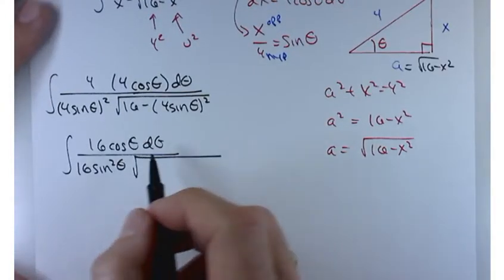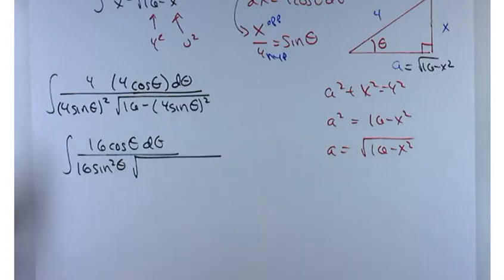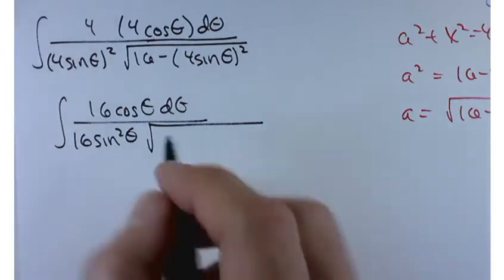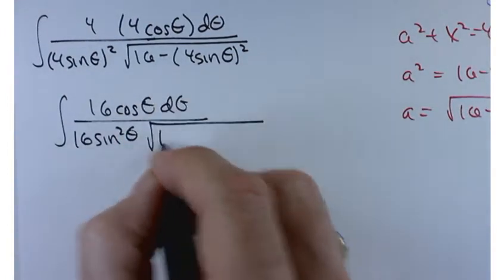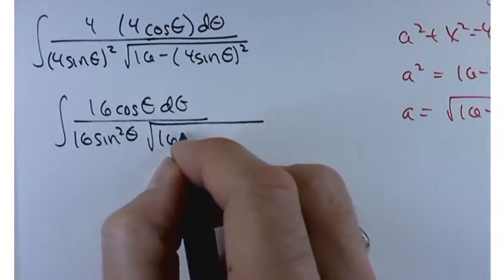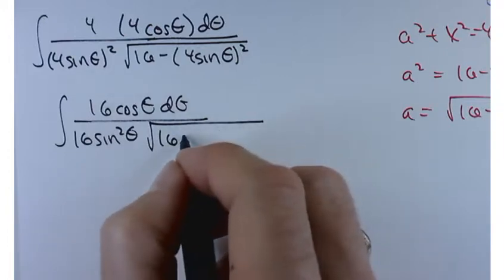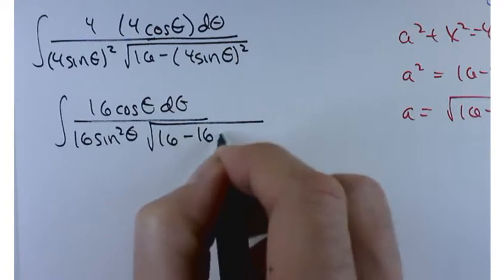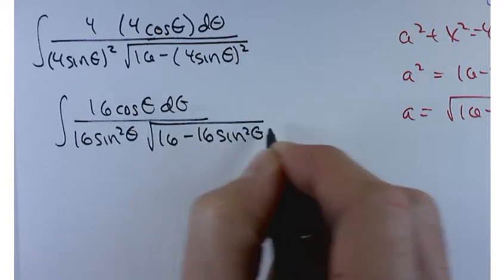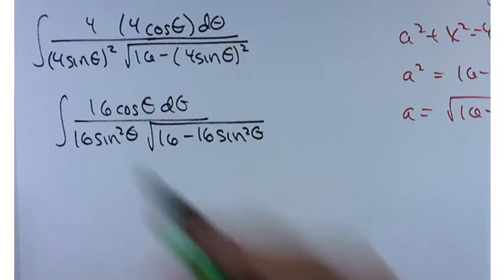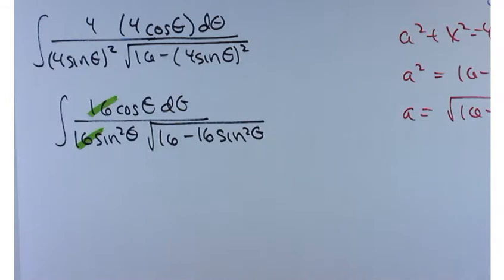minus the square root. And now I don't want to take all day simplifying this, so let me try and speed it up a little bit. This is going to be 16, well, I don't know, maybe I will take a little bit longer. 16 minus 16 sine squared of theta. One thing that can simplify right away, we can cancel out the 16s. Okay, nothing big there.